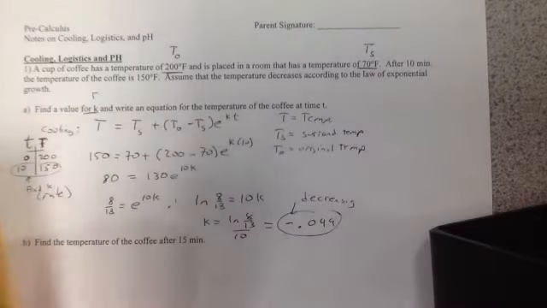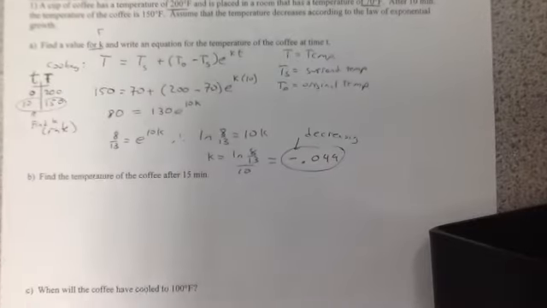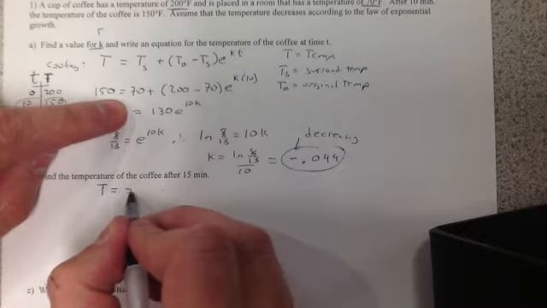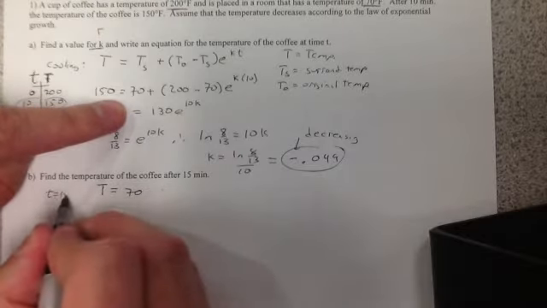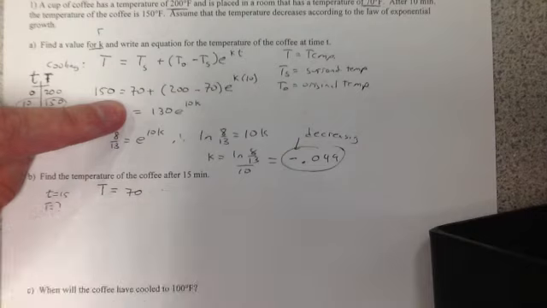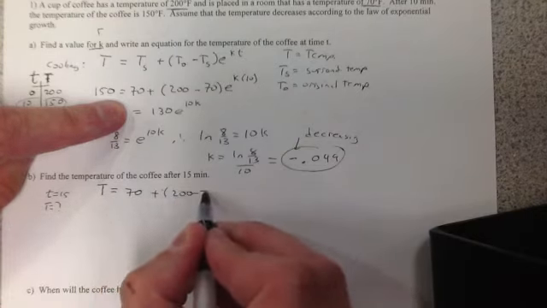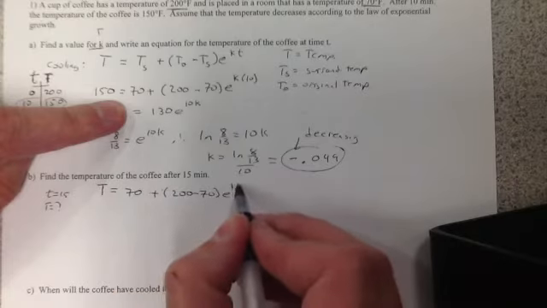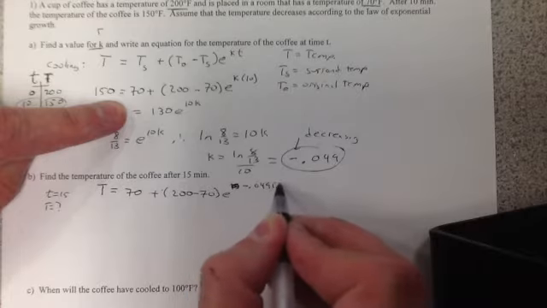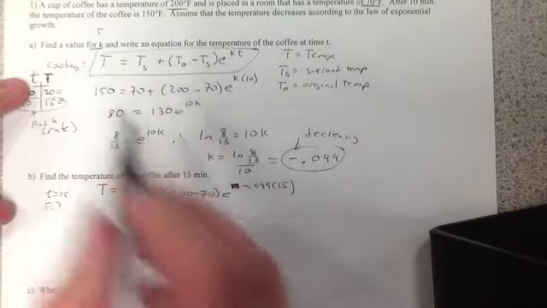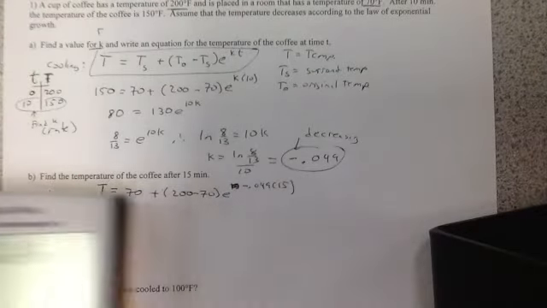Okay? Now it says find the temperature of the coffee after 15 minutes. Well, now I'm going to plug all my formula in. T equals, well, the surrounding medium is 70 degrees, so this is, say, T equals 15. What's the temperature? Plus the original temperature, 200 minus 70, e to the negative 0.049 times t. I'm just plugging it into my formula. And I just plug all that stuff in.